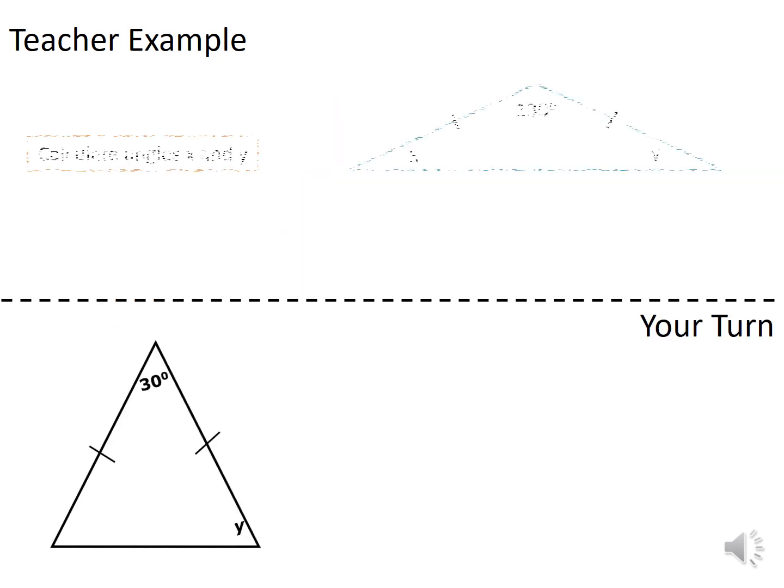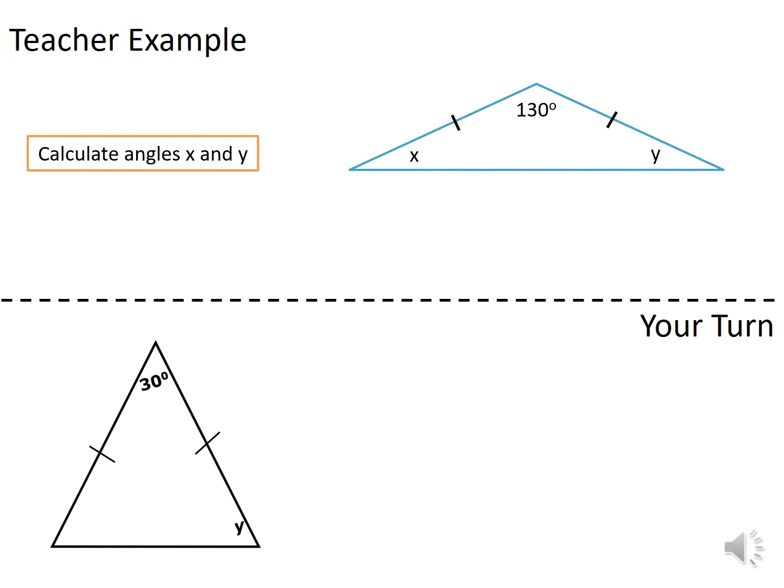Now, the second part, a different type of question you may have for an isosceles triangle where you're given the angle which is not one of the base angles. So let's have a look at the first one. So we know that is 130. Now the first thing we do is we're going to do 180 subtract 130, and then we divide that by 2.